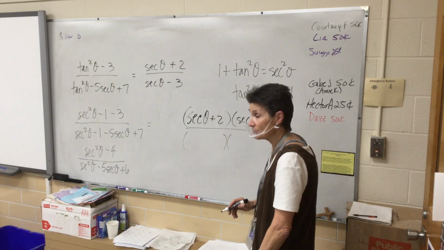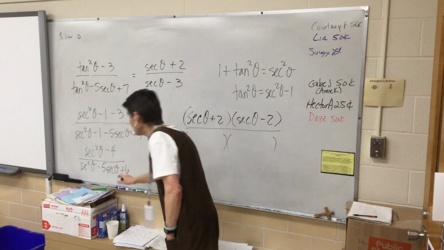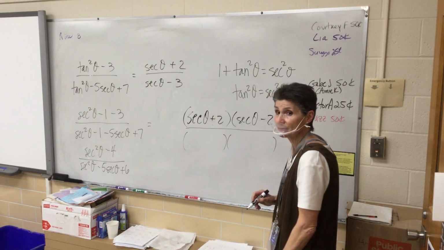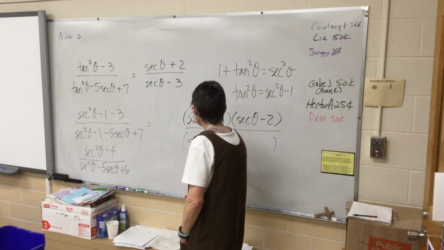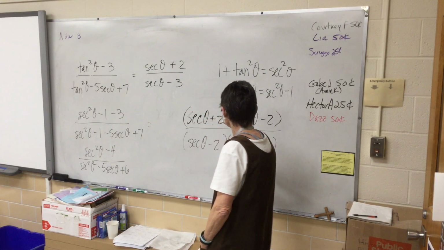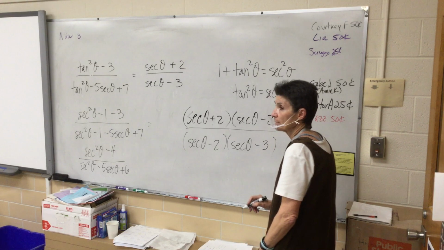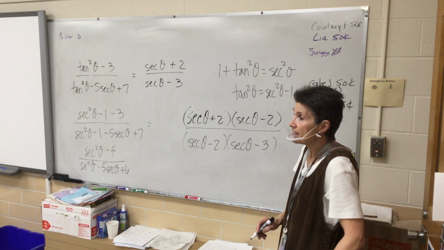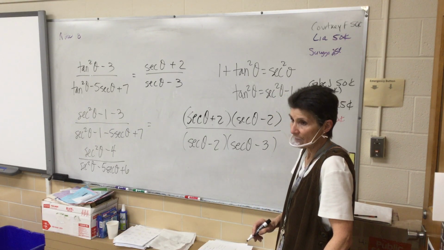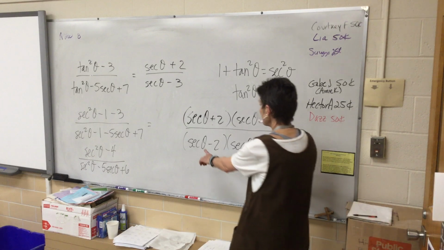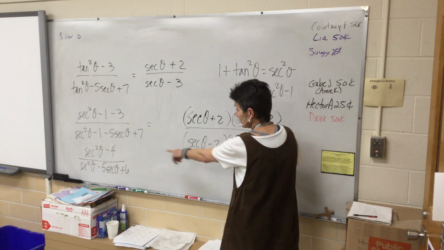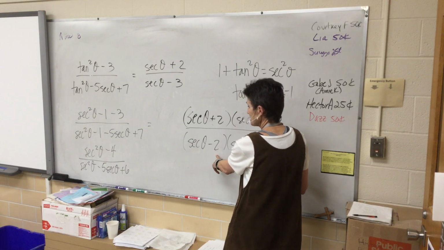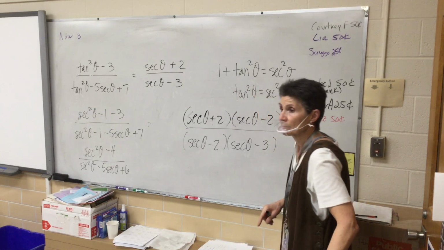Anybody see how it factors? You have a minus 5 and a plus 6. How's that going to factor? Rory? Just do secant minus 3 and then secant minus 2. That's exactly what you do. Because if Rory FOILed that back together, he would get secant squared minus 3 secant minus 2 secant. There's this 5, and then plus 6. Perfect.